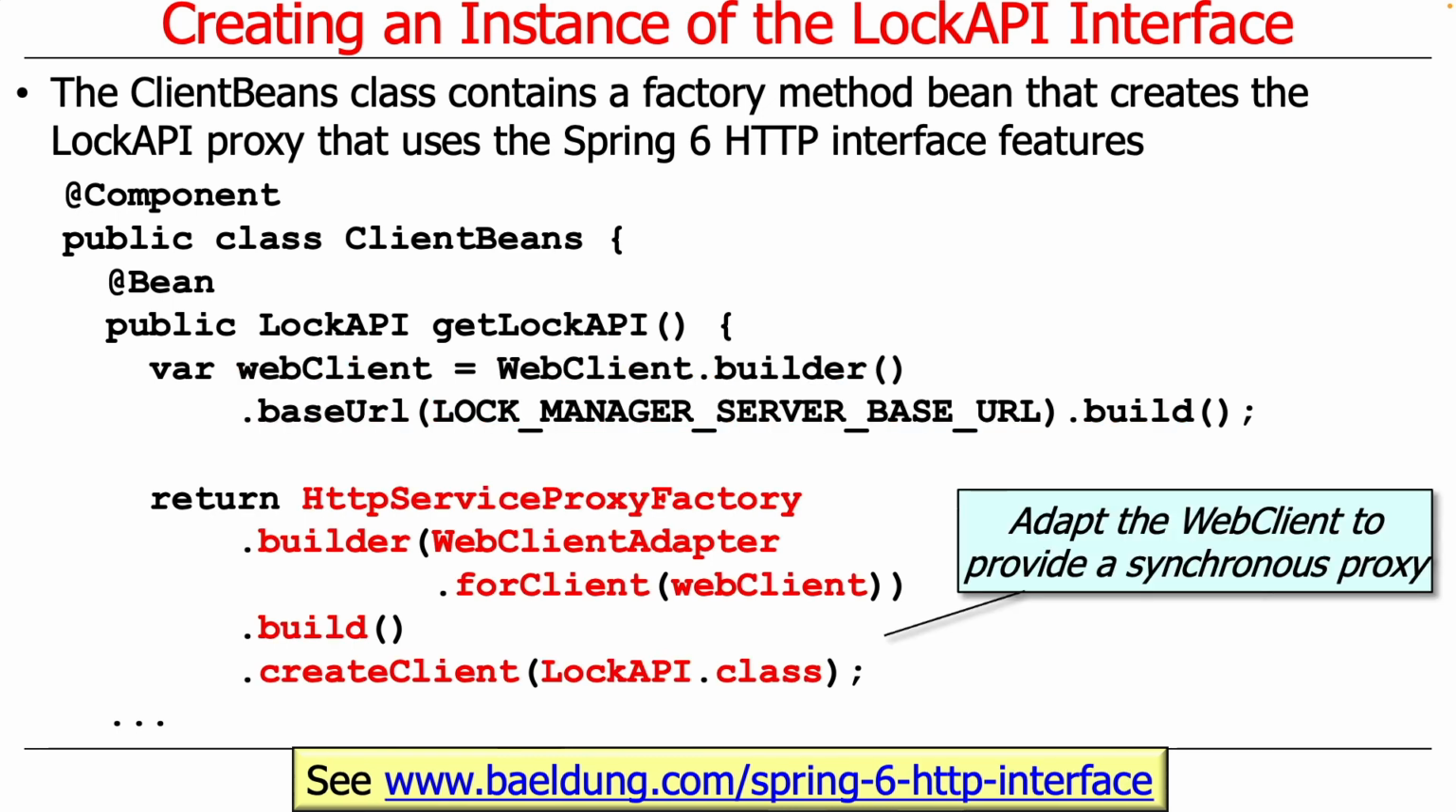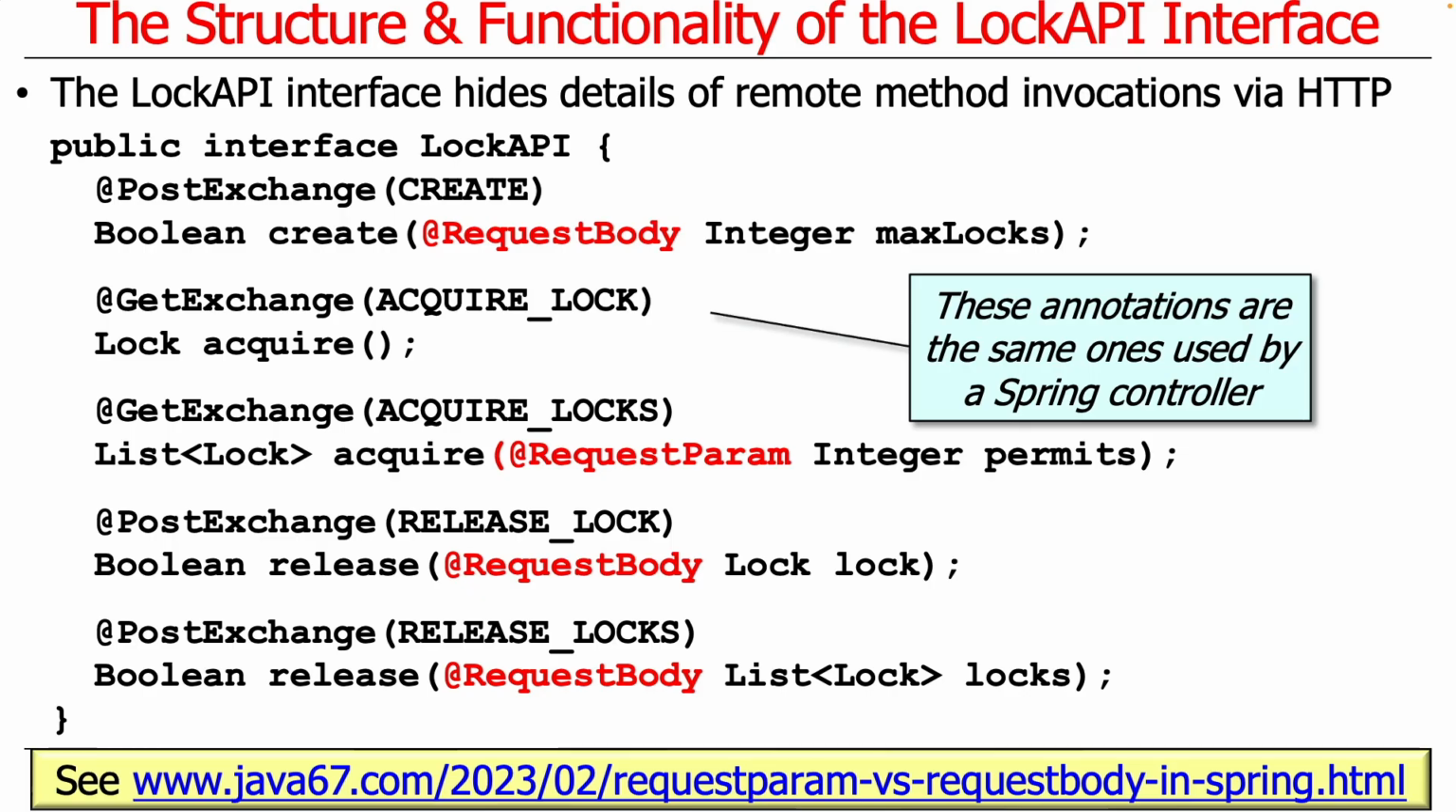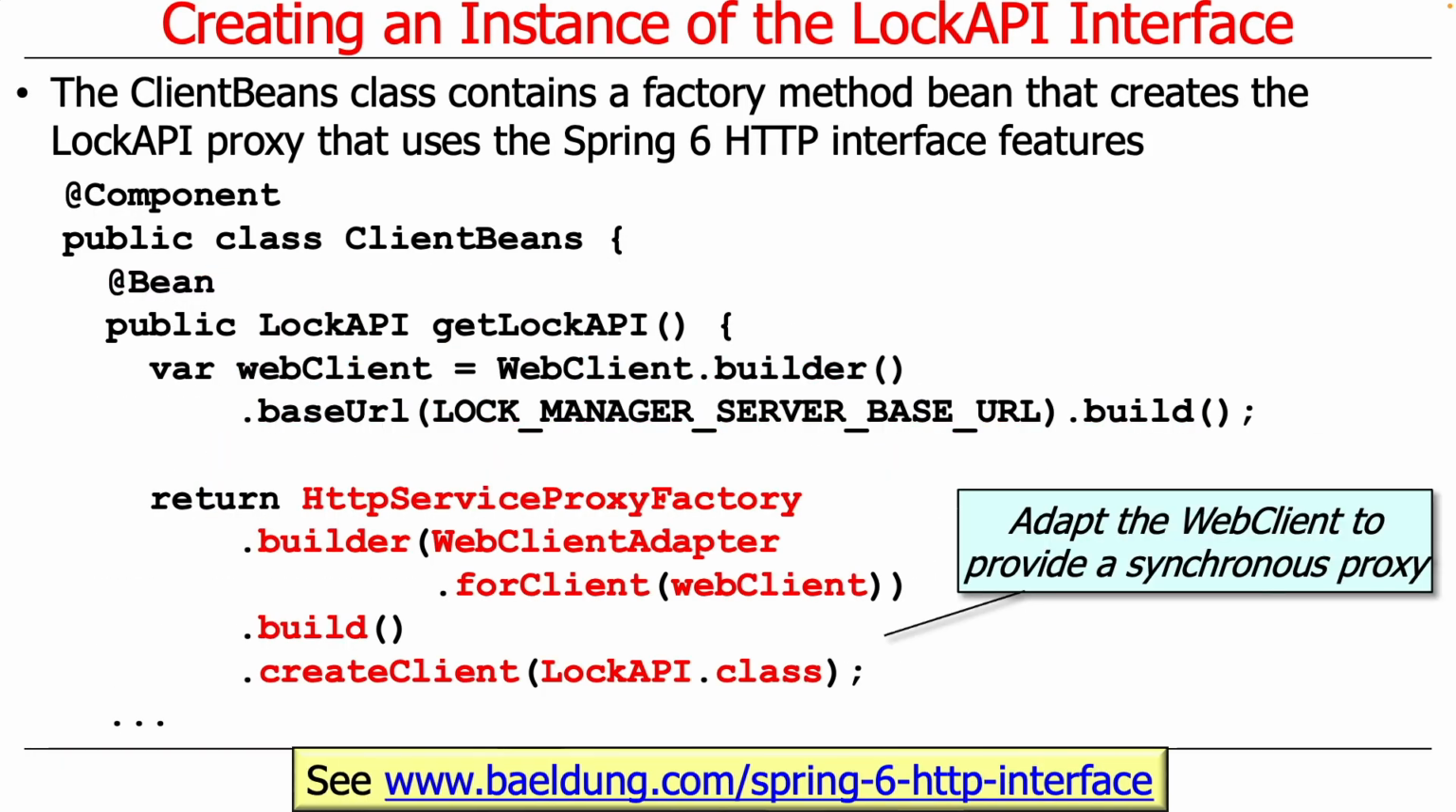So here we're going to go ahead and make ourselves a web client that's connected to the LockManager server. And then this is the part that's brand spanking new with Spring 6. There's this new thing called HTTP Service Proxy Factory. And we go ahead and take the web client we made up here, and we adapt it to work with this HTTP Service Proxy Factory. And then we say, create a client, please. And you give it the class file for the lock API, which was this thing back over here. And it'll go ahead and make us an instance of one of those things. So that looks very much like the builder pattern mechanism that we had for the retrofit, just a little cleaner and better integrated into Spring.